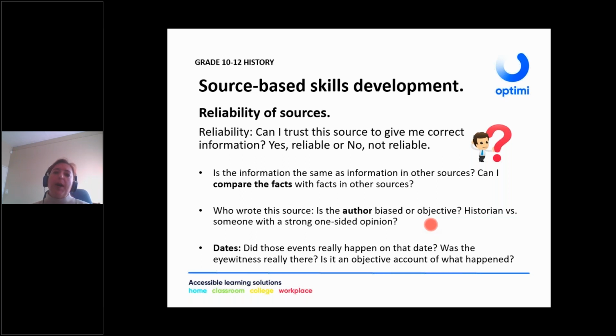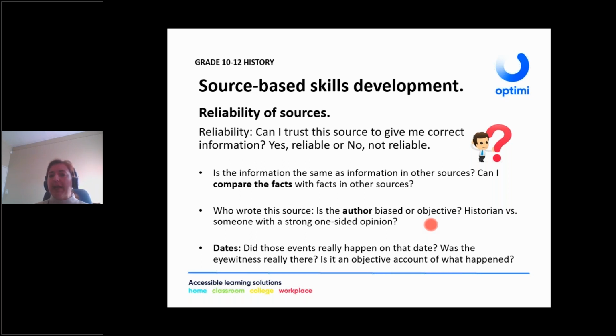Right. So a biased author is someone who focuses on his own opinion. Someone who is one-sided in his perspective. And in history, it is very important that we use objective information and authors that are objective. In other words, they can tell the history from all perspectives. They stick with facts. They don't really work with opinions of people.